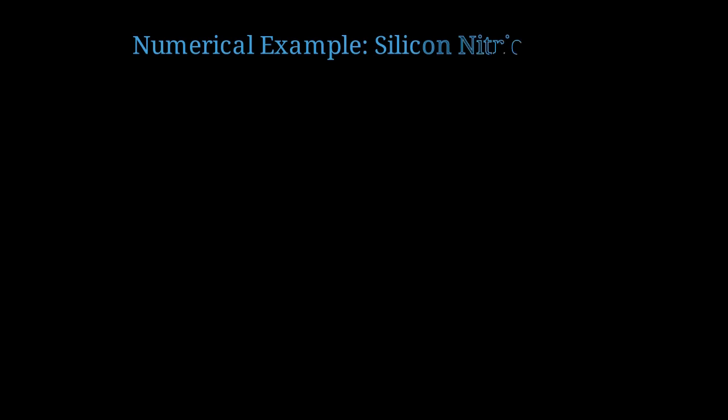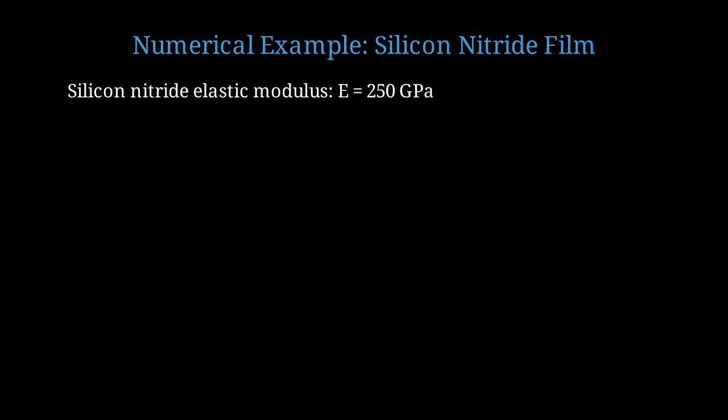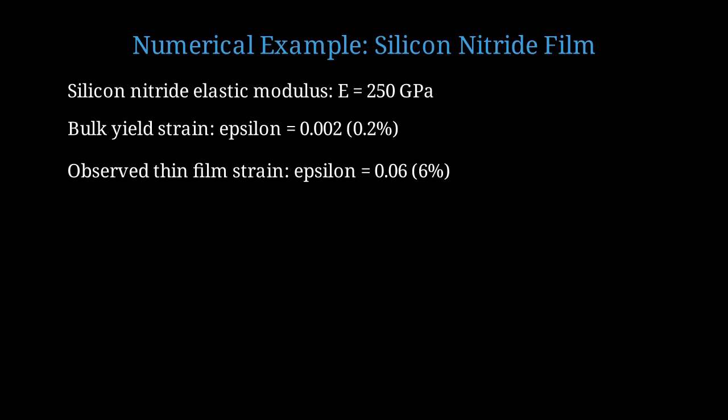Let's work through a concrete numerical example using silicon nitride, which is commonly used in microelectronics. Silicon nitride has an elastic modulus of about 250 gigapascals. That's 250 billion pascals. The bulk yield strain for silicon nitride is about 0.002 or 0.2%. But in ultra-thin films, we can observe strains up to 0.06, which is 6%. That's 30 times the bulk yield strain.